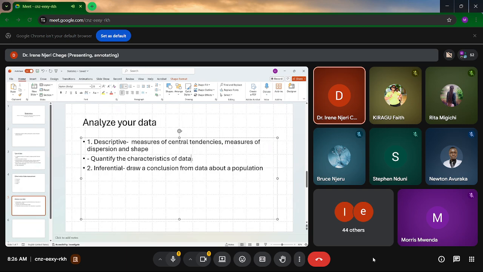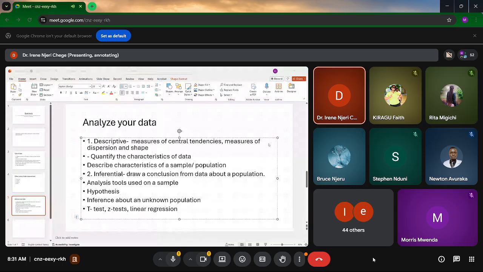Probability sampling. And what is probability sampling? It's sampling that just gives generalized results. Yes, we said it uses random methods to select a sample from a population. It gives generalized results. Rita Migichi, give me the next type of sampling.